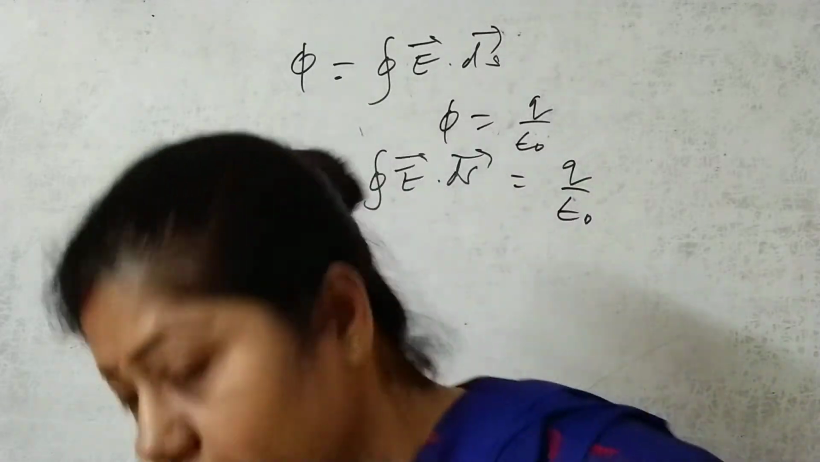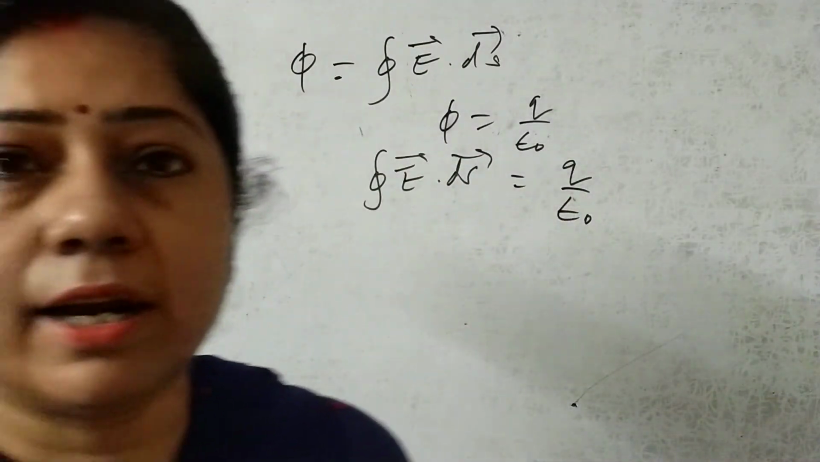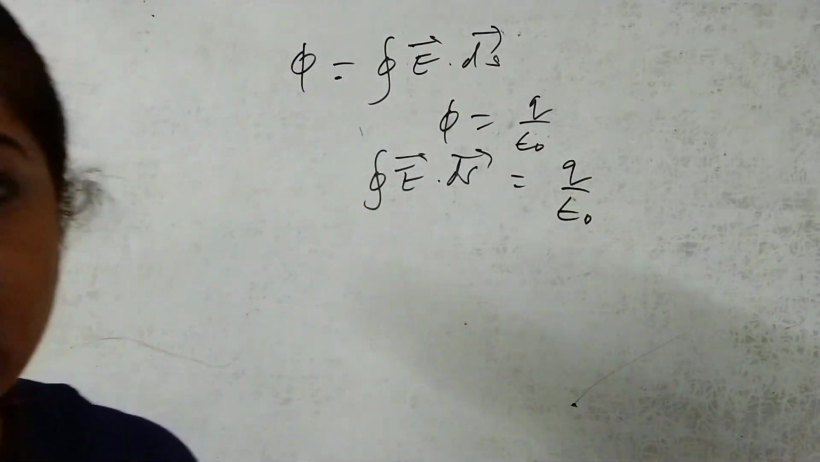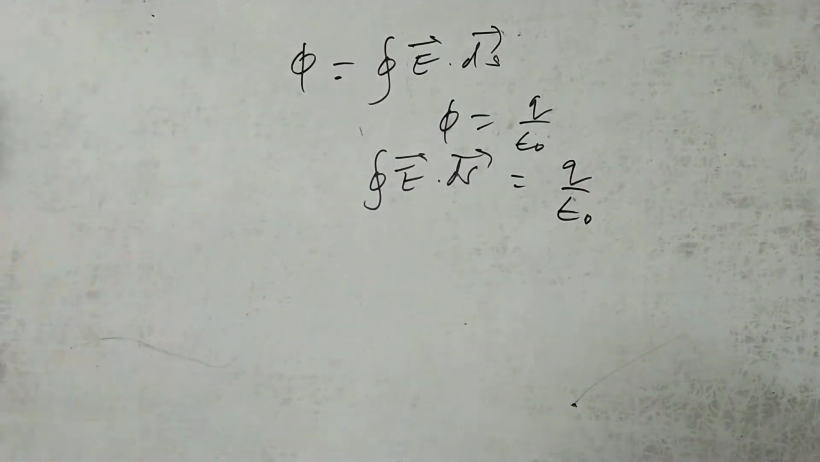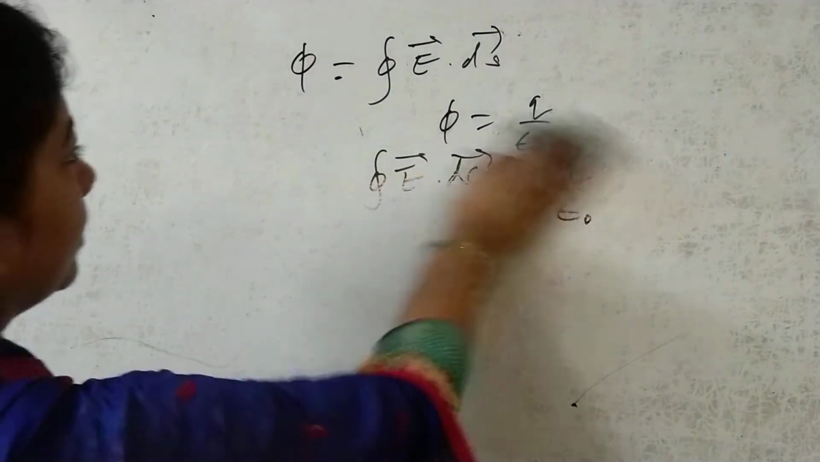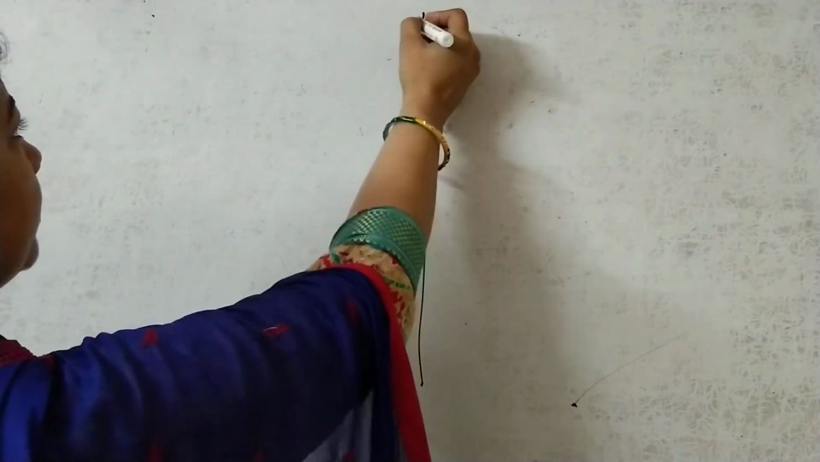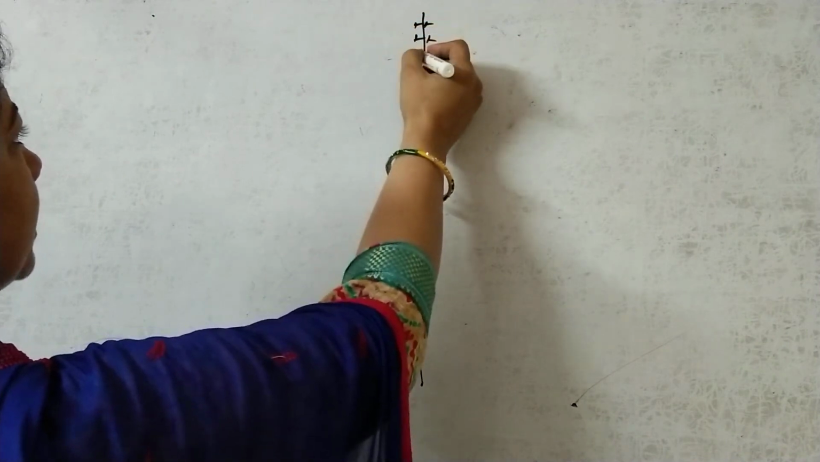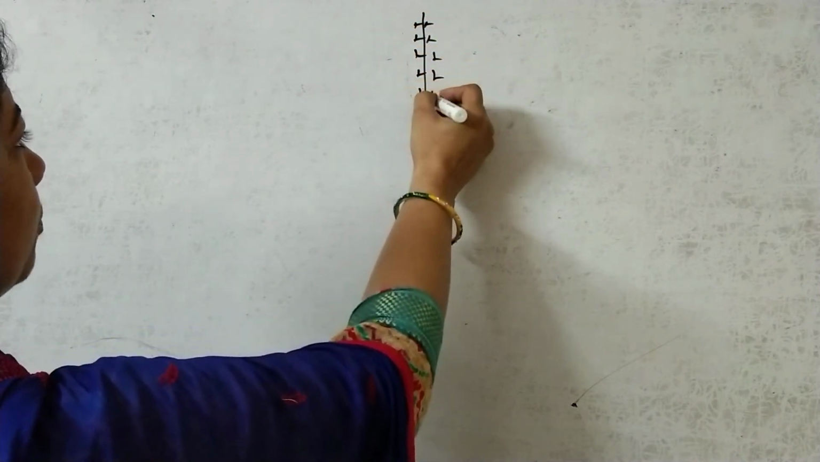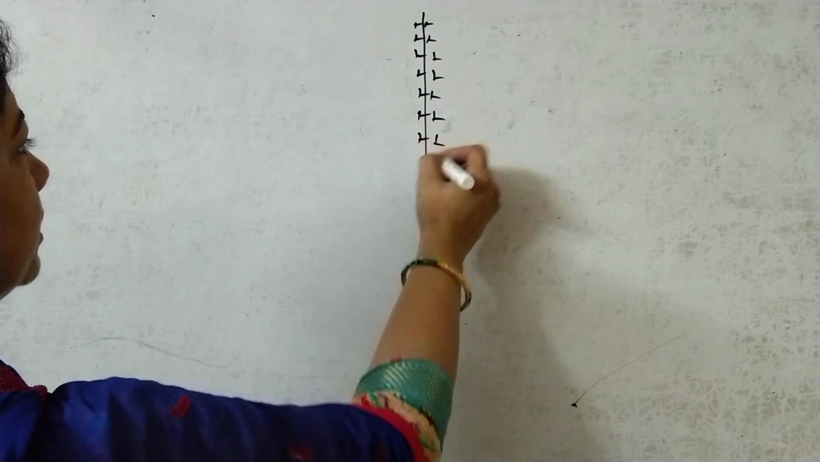Let us take an example. My first application is finding the electric field due to an infinitely long charged conductor. Let us assume this is the conductor I have taken. It is positively charged. It's a big one.